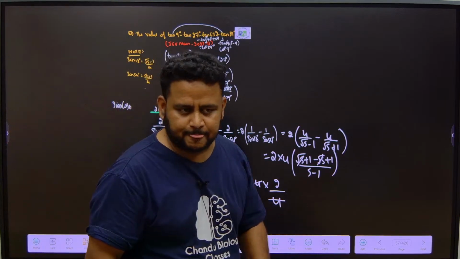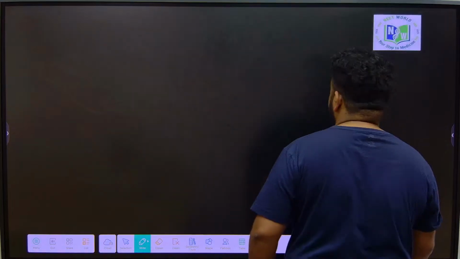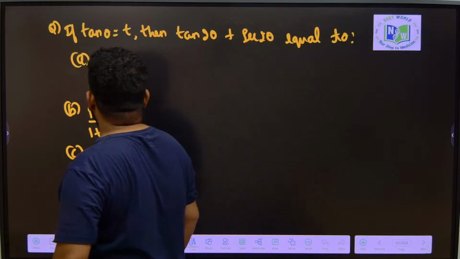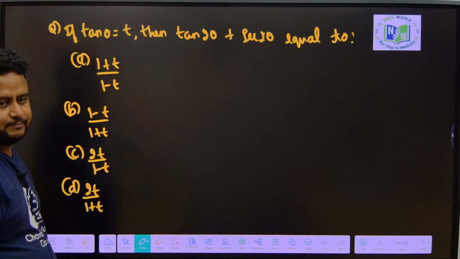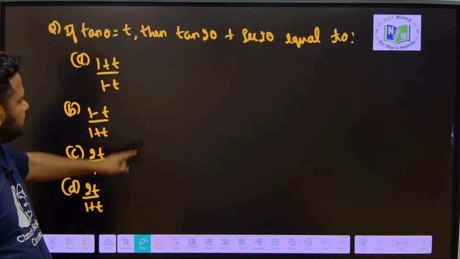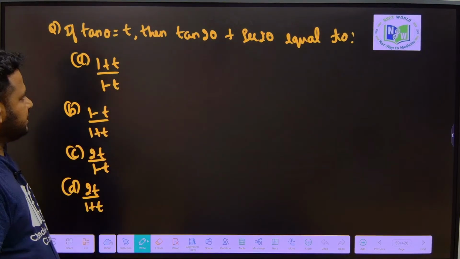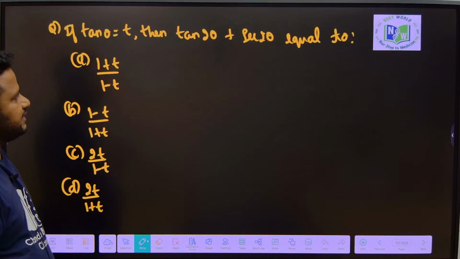Any doubt? Okay. They are telling if tan theta is equal to t, then tan 2 theta plus secant 2 theta is equal to what? They are asking us the value of secant 2 theta and tan 2 theta.